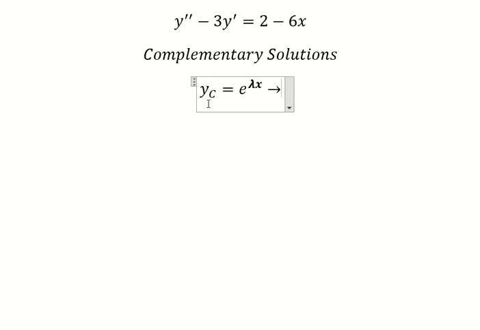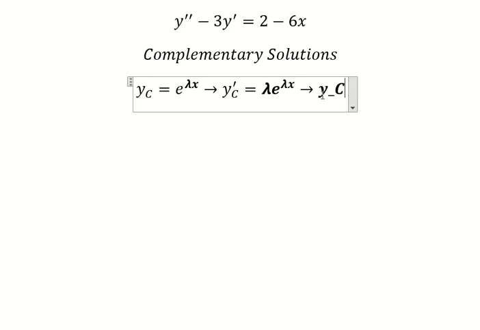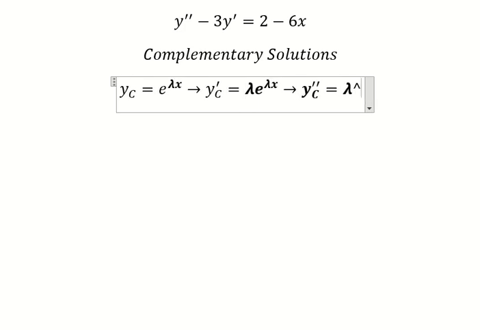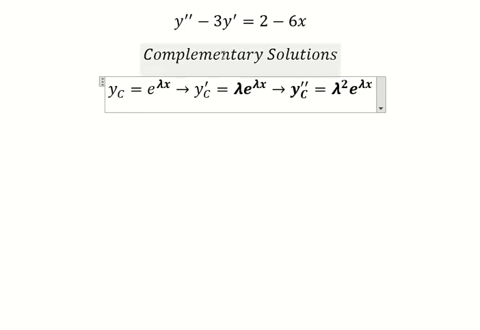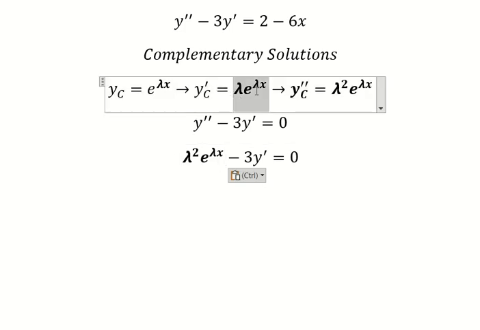After that, we need to do the first derivative for both sides. So we have lambda e to the power of lambda s, because if we do the first derivative of this one, we keep the same e to the power of lambda s. After that, we need to do the first derivative of lambda s. You get lambda. Now we go to the second derivative of yc, and we have lambda square e to the power of lambda s. So we just have only this one equals to number 0, and I will put this one go in here, and this one go in here.